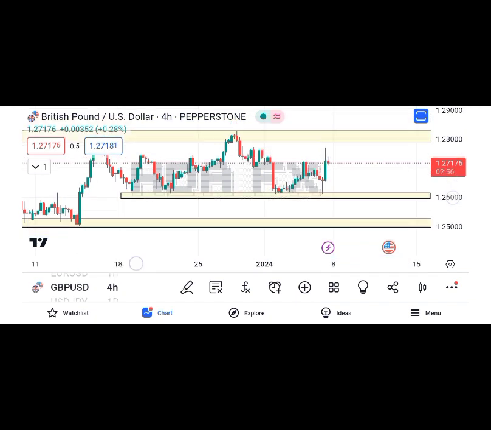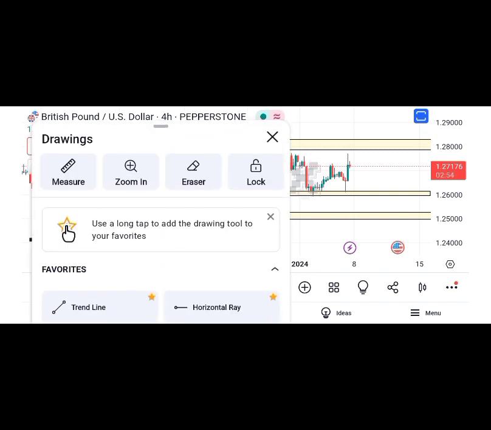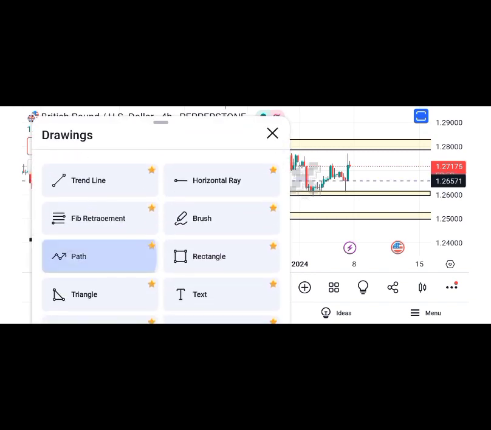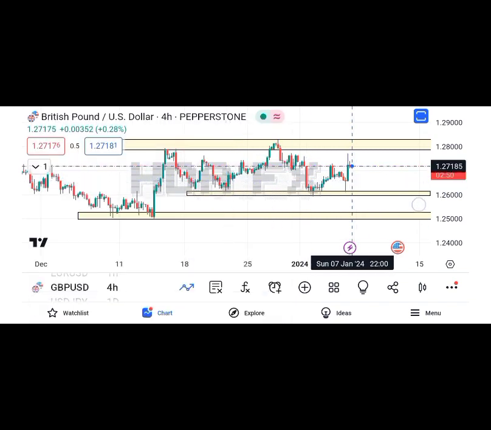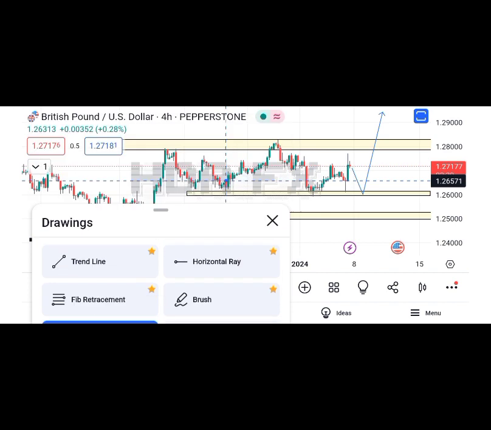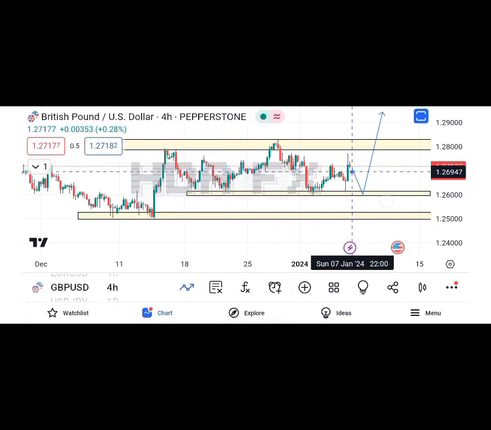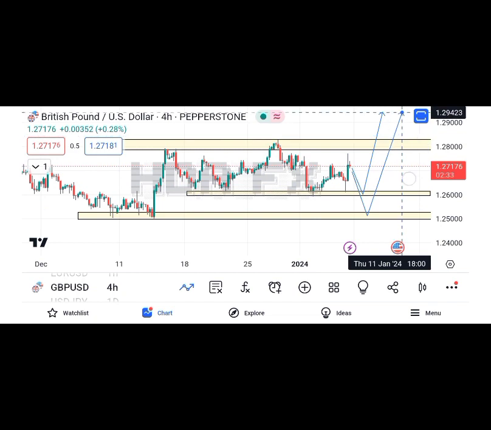Now this is very simple. This is what we'll be waiting for. Like I said, we are bullish on GBP/USD. So we wait for price to drop down to this key zone here, then we see the upward continuation, or we can wait for price to drop down to this key zone here, then we see the upward continuation.